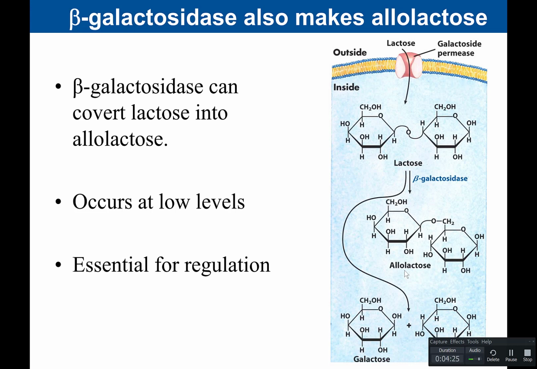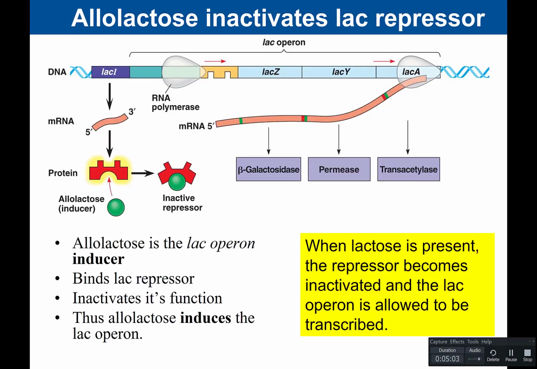Now, in order to even make allolactose, lactose had to be able to get into the cell. So you have to have some background level, because without it, you would not have this channel protein. And without that channel protein, lactose can't get in to even make allolactose. And so that's why it's important that there is some background level of expression. There is some basal expression, because you need at least a little bit of the permease and a little bit of the beta-galactosidase to be able to even make the allolactose, which is going to act as the lac inducer. So allolactose is the lac operon inducer.